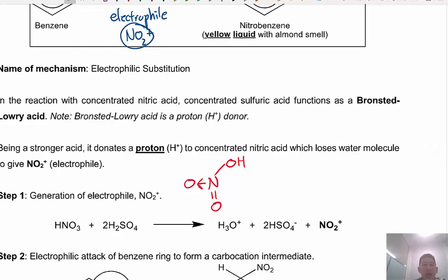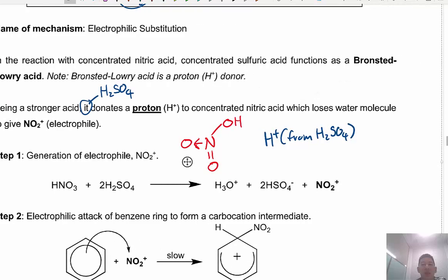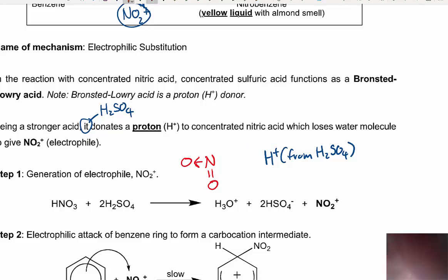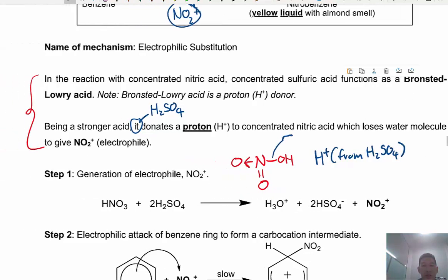Now, what happens when it says it donates a proton? Let's be very clear. It is sulfuric acid, H2SO4. So there's a H plus, let's say there's H plus from sulfuric acid. This bond, maybe I should draw it this way. Okay, let me adjust a bit. Let's draw it this way. Yes, that's better. Okay, this bond.